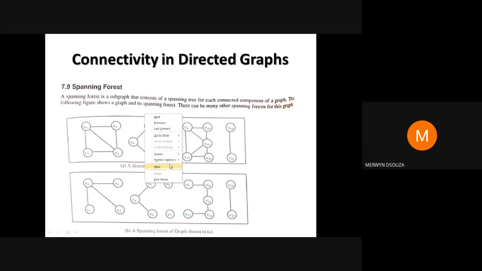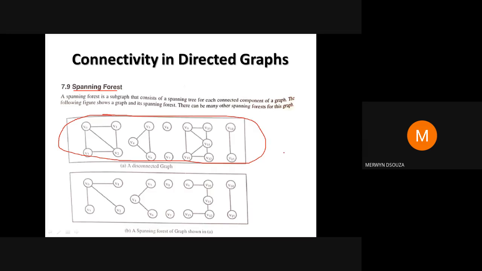In the same way, a collection of spanning trees will be known as a spanning forest. You can see here, this is a collection of different graphs. They have cycles; all of these have cycles present. When you remove the cycles and draw them, that will become your spanning forest. So this is your spanning forest. All of these do not have cycles.